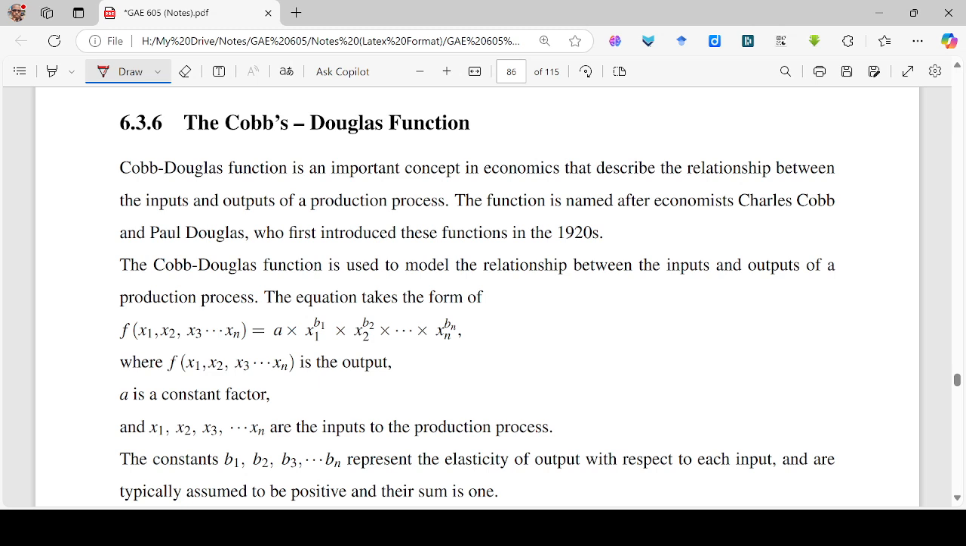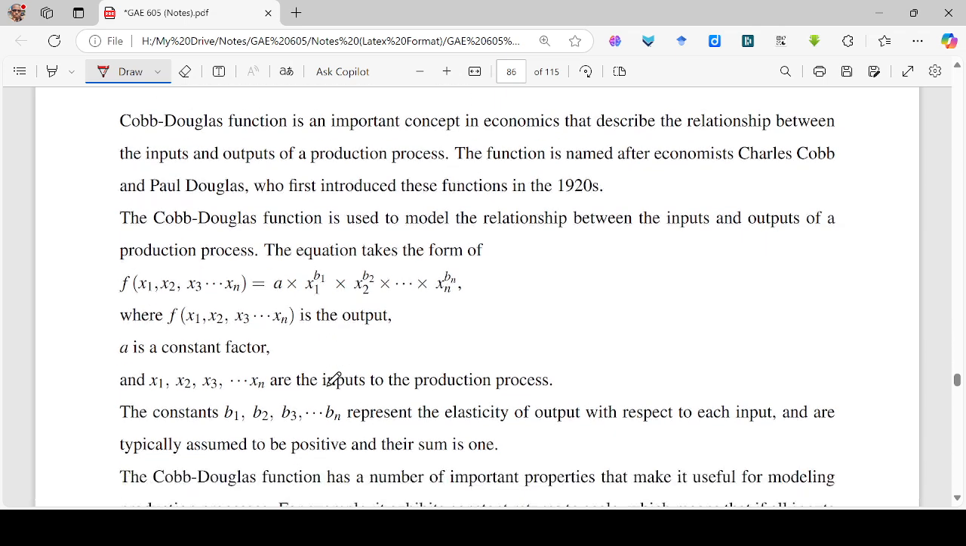The equation takes the form f(x1, x2, ..., xn) equals a times x1 raised to power b1, times x2 raised to power b2, up to xn raised to power bn, where the function f is the output, a is a constant, x1, x2, x3 up to xn are the inputs of the production process, and b1, b2 up to bn represent the elasticity of the output with respect to each input. These constants are all positive and their sum is always equal to 1.